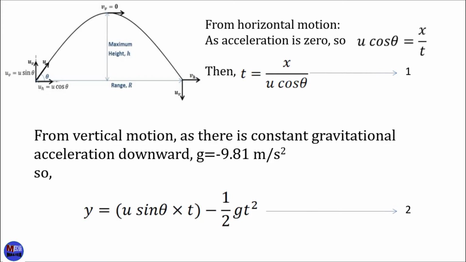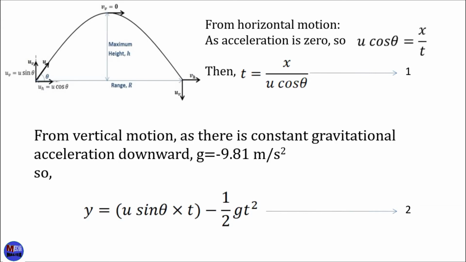In horizontal motion, the component of velocity is u cos theta, so we can write u cos theta equals to x by t, where x and y are general positions, so the time formula will be x by u cos theta. For vertical motion, we know that there is a constant acceleration 9.8 meter per second square, so we can use s equals to ut plus half at square. Since gravity is working toward down, so this will be negative. We can use s equals to ut minus half gt square.